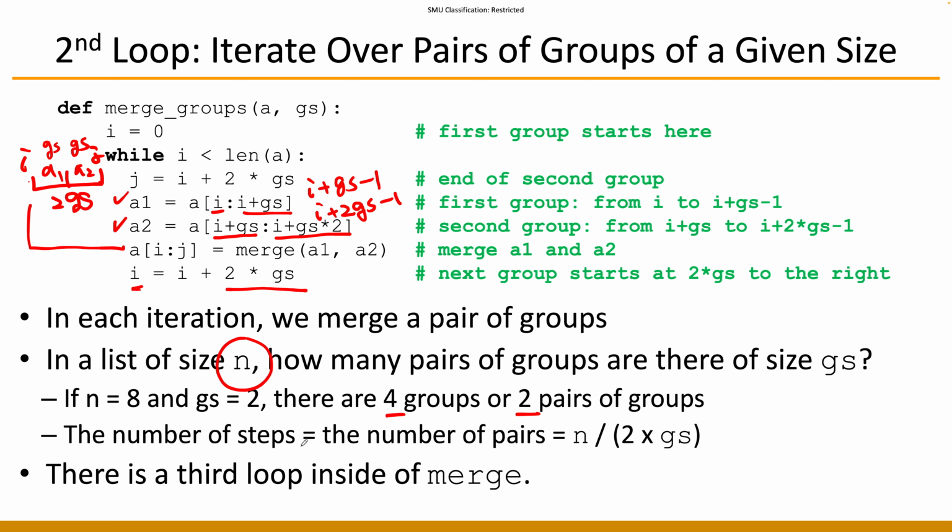So the number of steps of this particular while loop essentially equals the number of pairs, right? Because every time your I is increased by 2 times GS. So the total number of times that you're going to execute this loop will be n divided by 2 GS, right? So again, we accumulate this result incrementally. Those will be important facts that we are going to utilize later when we analyze the complexity of merge sort.